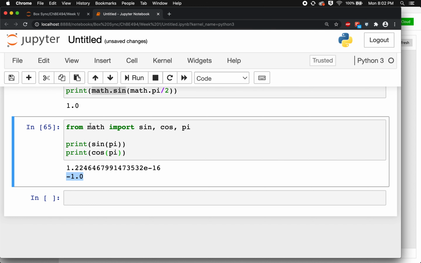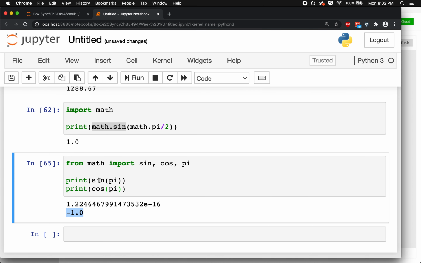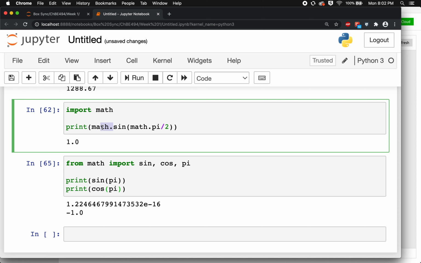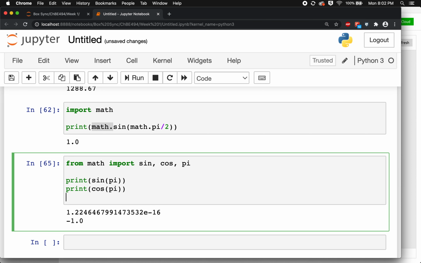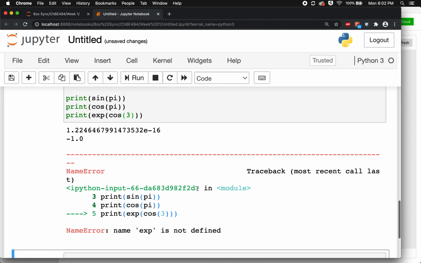Another way to do this, rather than specifying which functions we want from this library. The nice thing about this, I should say, is I don't have to put math.sine there. Here I can just do sine and cosine. But if I'm lazy and I don't remember, like maybe I want to do exponential, like I want to print the exponential of cosine of 3, it's going to say, hey, exponential is not defined.